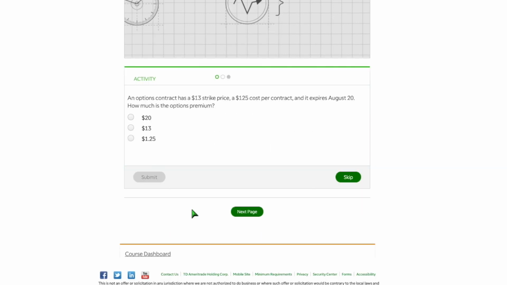An options contract has a $13 strike price, a $125 cost per contract, and expires August 20th. How much is the options premium? What do you think? If the whole contract costs $125 and you know that a contract controls 100 shares, then the options premium is just the total cost of the contract divided by 100. So for every one share, the premium is $1.25.